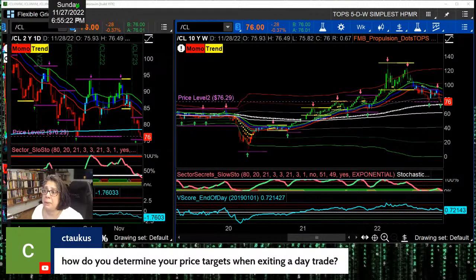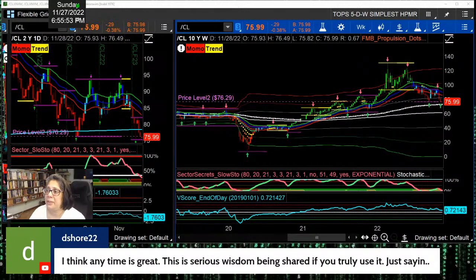All right, how do I determine my price target when exiting a day trade? It depends on the setup. There's different targets for different setups. And when I'm day trading, I have 5 different pitches, if you will, 5 different types of setups I'm looking for. I look at it as a baseball game. It's a pitch, and is it across the plate in the way that I want it? And it depends on the setup. Yeah. All right. I think this time is great.